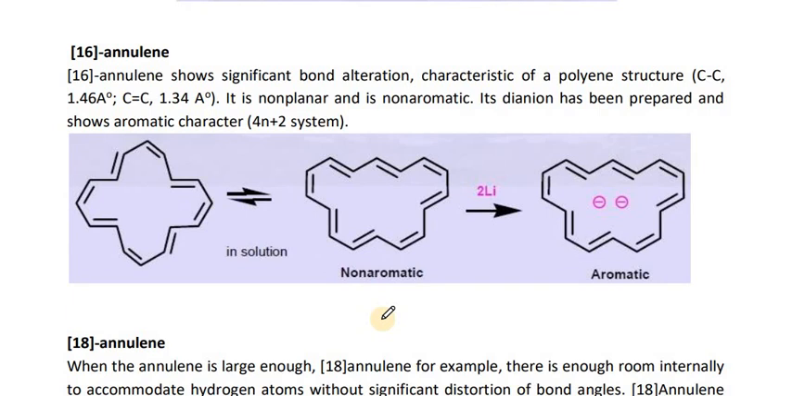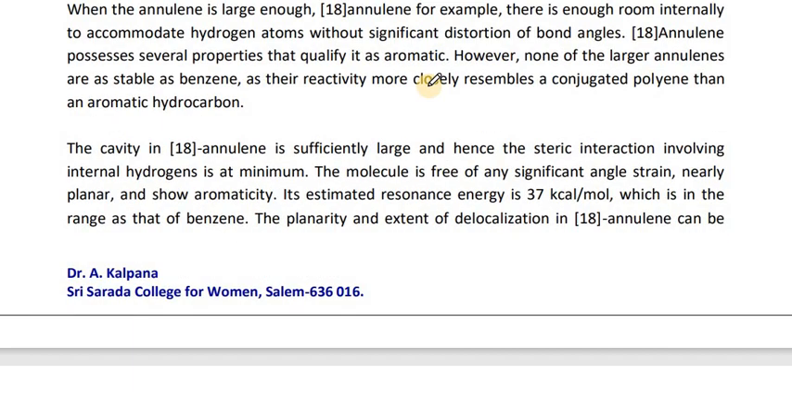Coming to 16 annulene, its dianion shows aromatic character. And because of the vast structure, it shows polyene character, because it is non-planar and non-aromatic. Coming to 18 annulene.